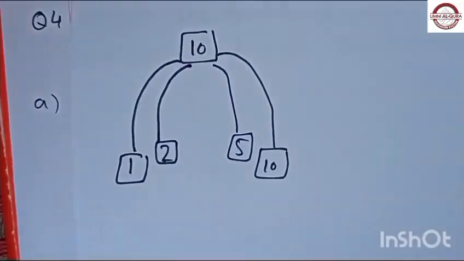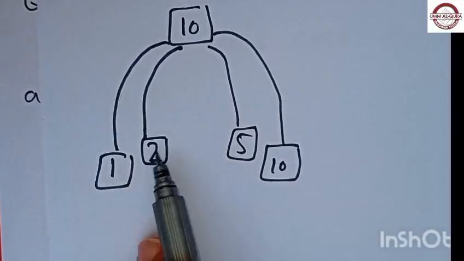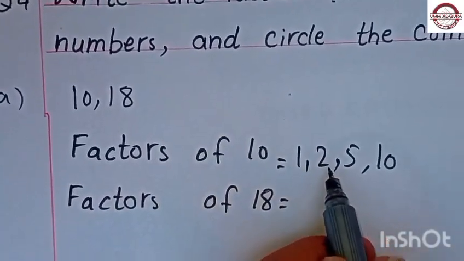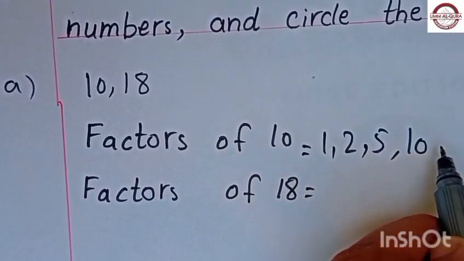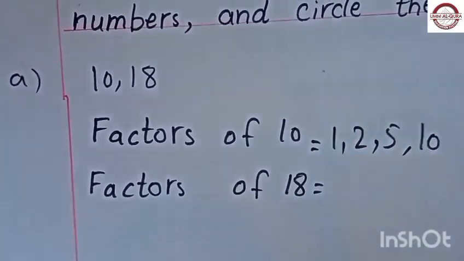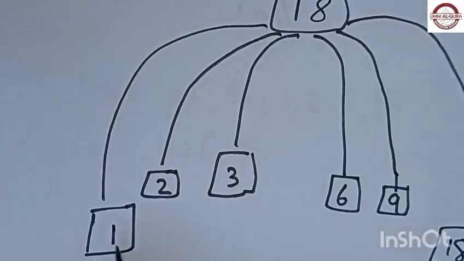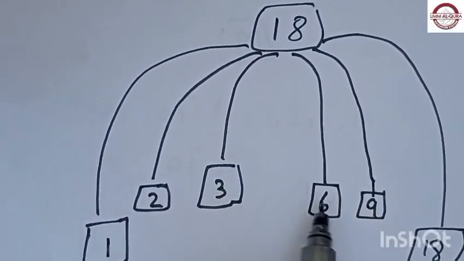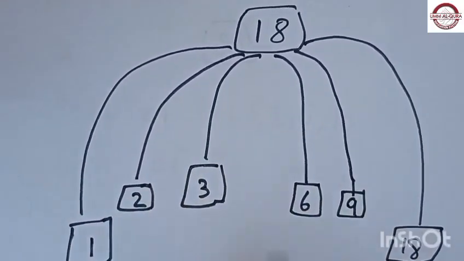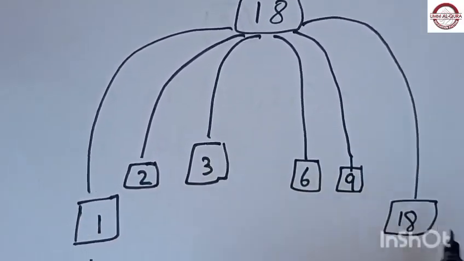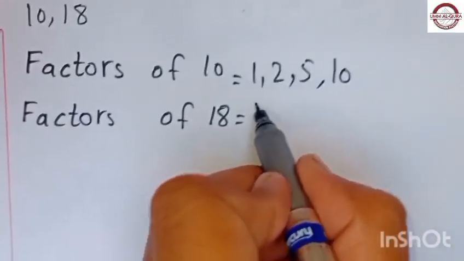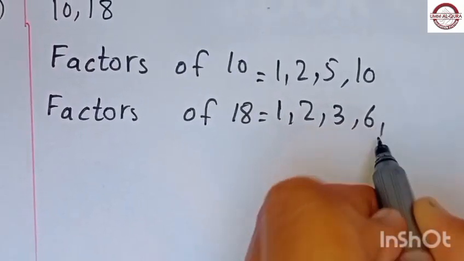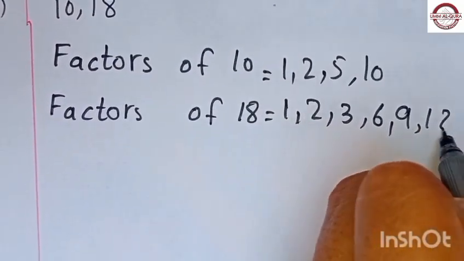Now these are the factors of 10: 1, 2, 5, 10. We will write the factors of 10. Now we'll find the factors of 18. 1 and 18. Then other factors: 2 9s are 18. Then 3 6s are 18. These are the factors of 18: 1, 2, 3, 6, 9, 18. Now we'll write here 1, 2, 3, 6, 9 and 18.